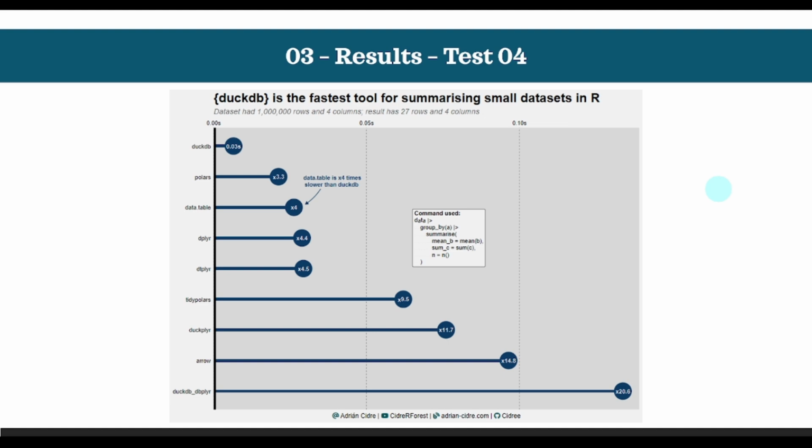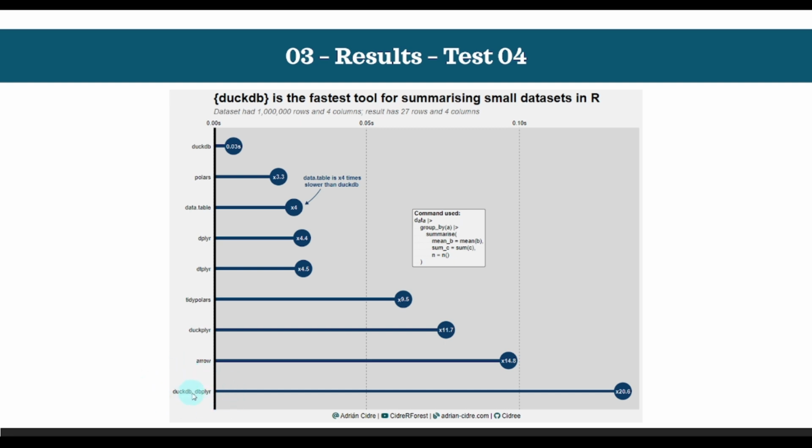And finally we have the results of the test number 4. And here we have again a small data set summarized aggregating by 1 column. And the results are again, the winner is again DuckDB with 0.03 seconds. Then we have polars, about 3 times slower, data table, and here we have dplyr better than other packages. It's more or less the same as the dplyr, but then we see others that are slower.